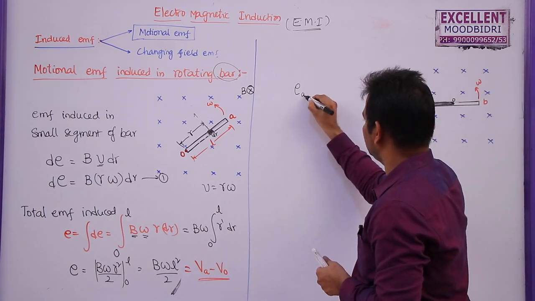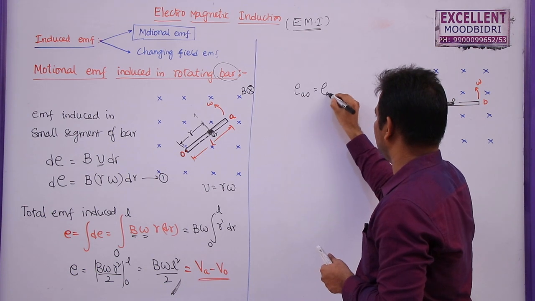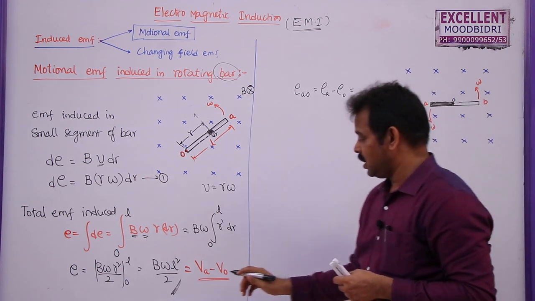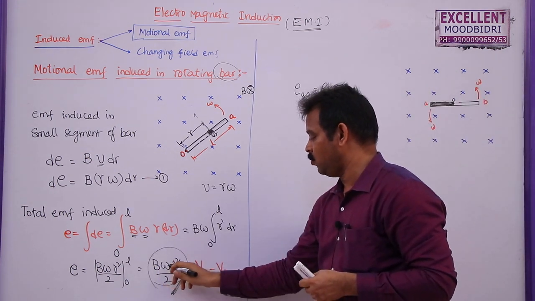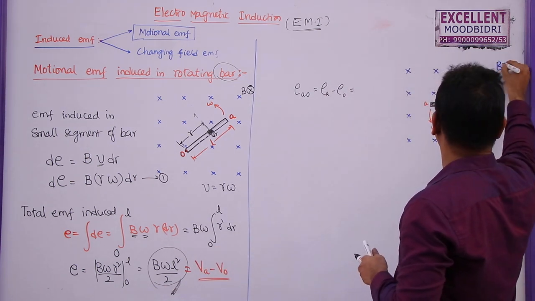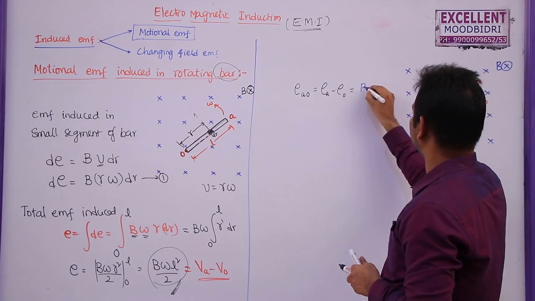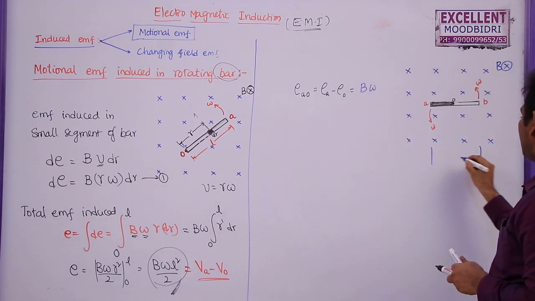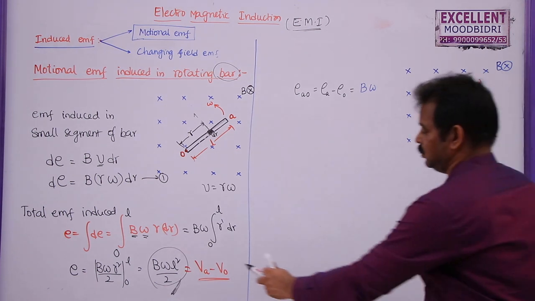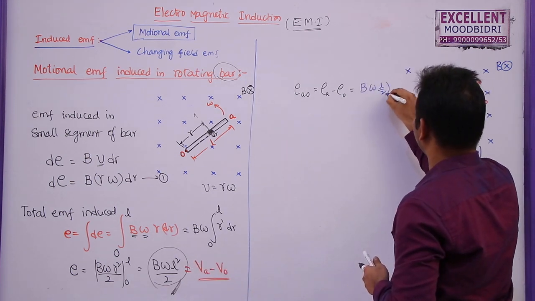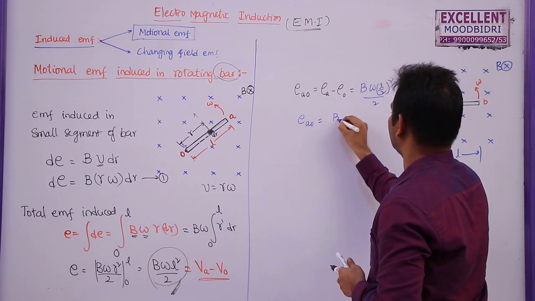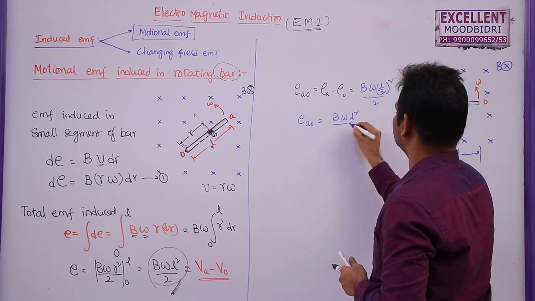So this is EAO, which is nothing but EA minus EO. Now, what is the EMF between two points here? It is B omega L square by 2. The magnetic field is B and the angular velocity is omega. The length of the rod is L, but I am taking only half of it, so L square becomes L by 2 whole square by 2. So the EMF between A and O is given by B omega L square by 8.